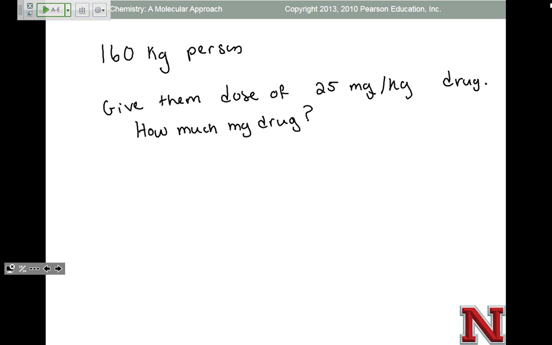Let's say I have a person, they weigh 160 kilograms, and I want to give them a dose of 25 milligrams per kilogram of a certain drug. How much drug am I given? How many milligrams? Again, here it's really important to understand your relationship. I'm talking about a 160 kilogram person. And what my relationship is telling me is I need to give 25 milligrams of our drug for every 1 kilogram of body weight.